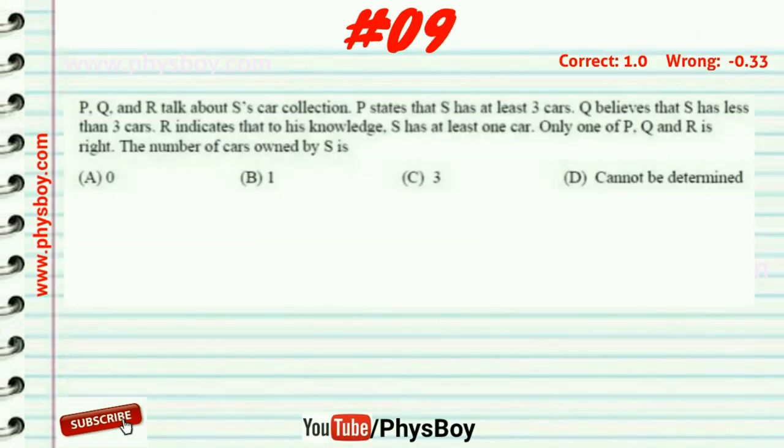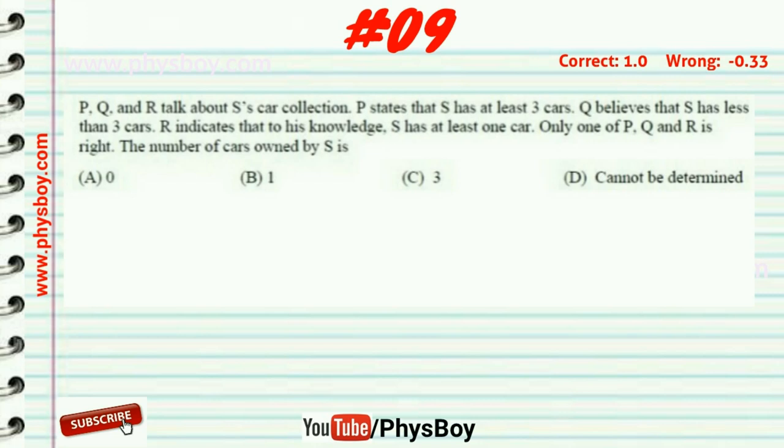Question number 9. P, Q and R talk about S's card collection. P states that S has at least 3 cards. Q believes that S has less than 3 cards. R indicates that, to his knowledge, S has at least 1 card.